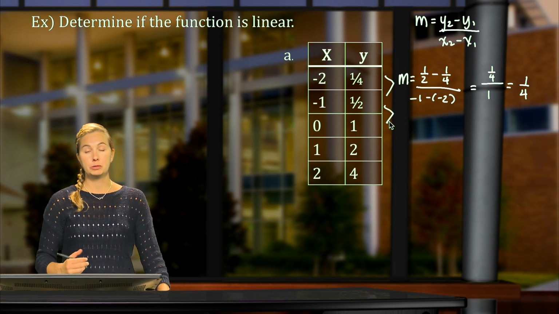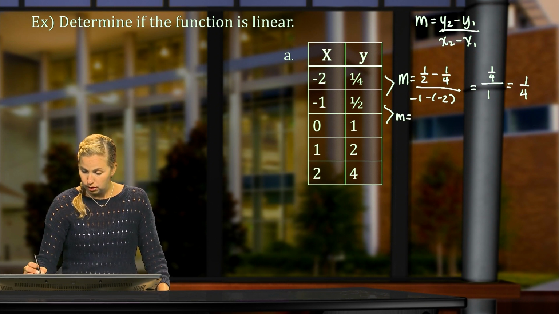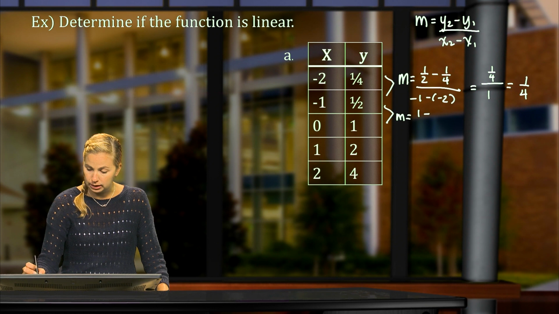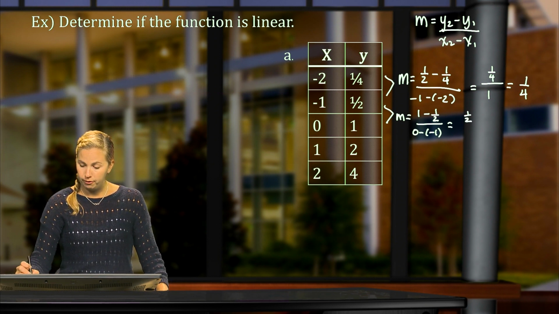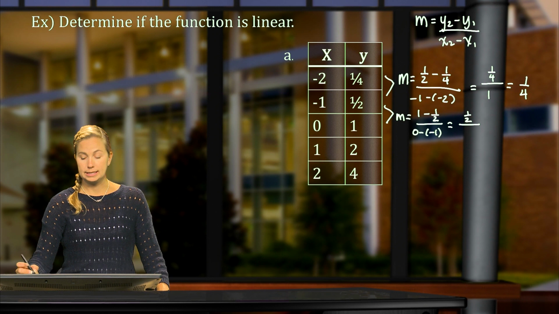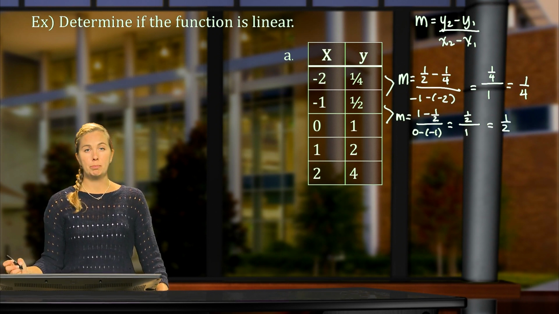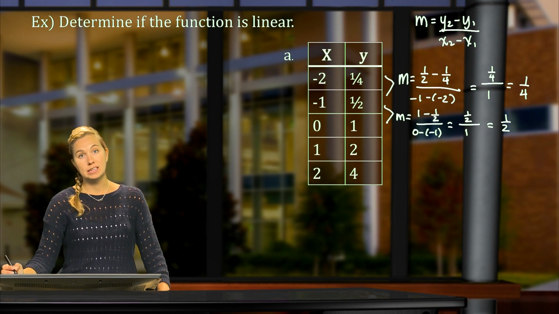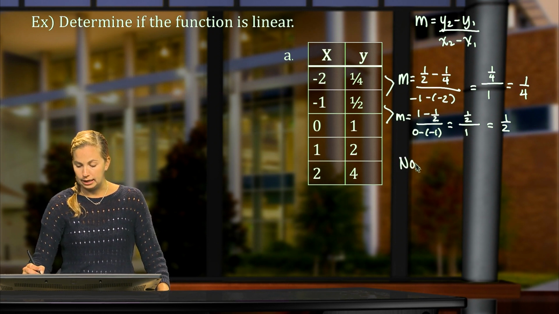Next, we'll find the slope between the next two sets of ordered pairs. So y2 minus y1 over x2 minus x1. 1 minus 1/2 is 1/2. 0 minus -1 is 0 plus 1, or 1. And we see that we have a slope of 1/2. Since we don't have the same slope between the two sets of ordered pairs, this is not a linear data set.